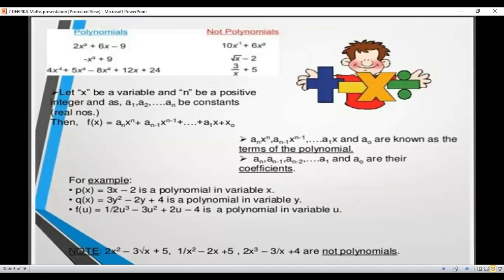Okay, the polynomials are divided into two types in the number of terms.